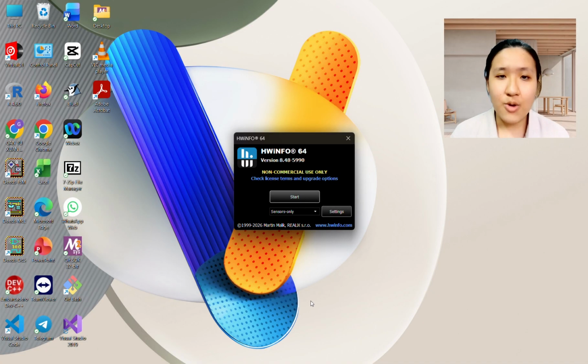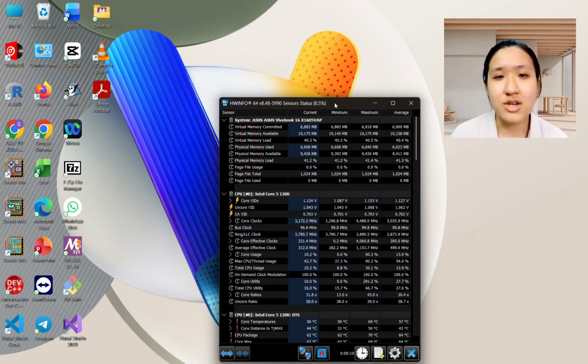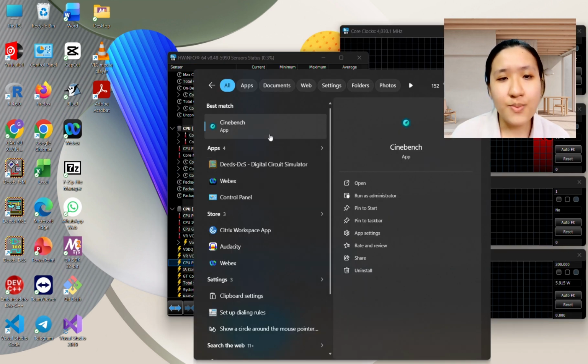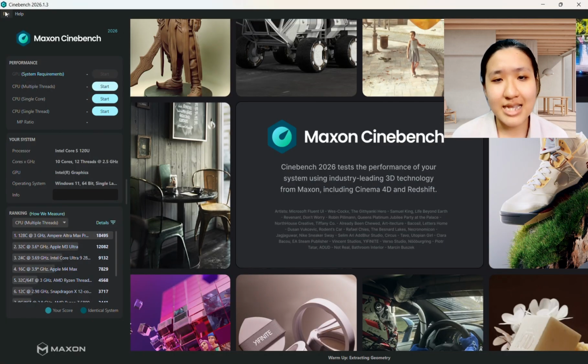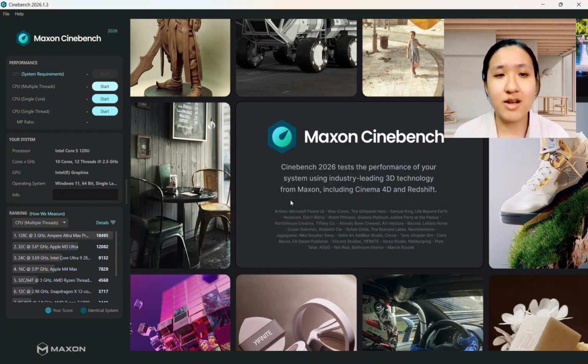For workload A, I open HWiNFO64 and select sensors-only mode for the startup dialogs. This opens the sensor monitoring panel directly without the additional system summary window. Next, I open Cinebench 2026 and configure it for the multi-core workload. According to the workload A specification, I set the render duration to 30 minutes using the file setting menu and select CPU multi-thread mode. This continuously triggers a heavy rendering task across all CPU cores to simulate maximum pipeline saturation.